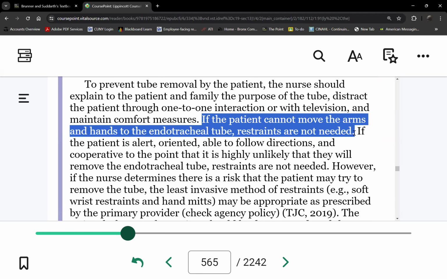Here, we only use physical restraints as a last resort. We do not restrain people routinely. That's just inhumane.